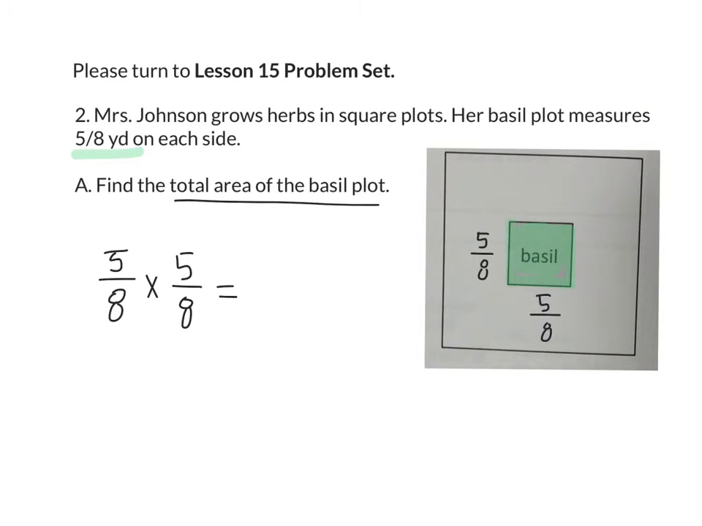Very good. What's 5 times 5? 25. What's 8 times 8? 64. So what is the area of her basil plot? 25/64 square yards. Very good.